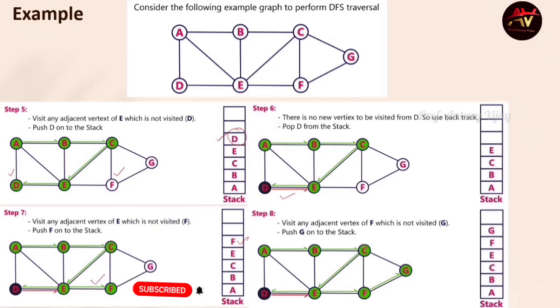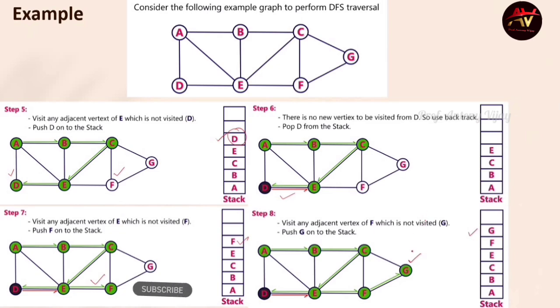After F we have G, which is non-visited, so G is visited and we push G into the stack. So we have visited all the vertices now. After G there are no other vertices to be visited, so now again we are going to apply backtracking. The main thing is we are going to make the stack empty. Right now the stack is almost full, so we need to apply backtracking all over the graph.